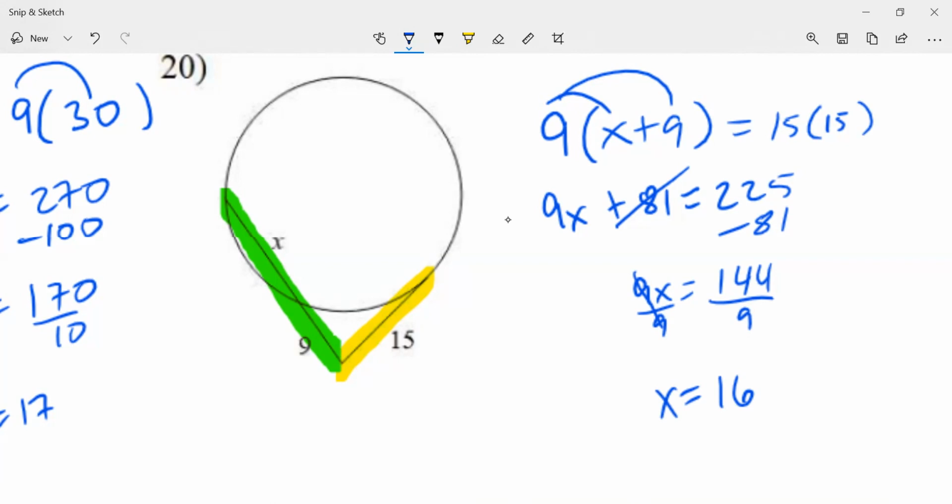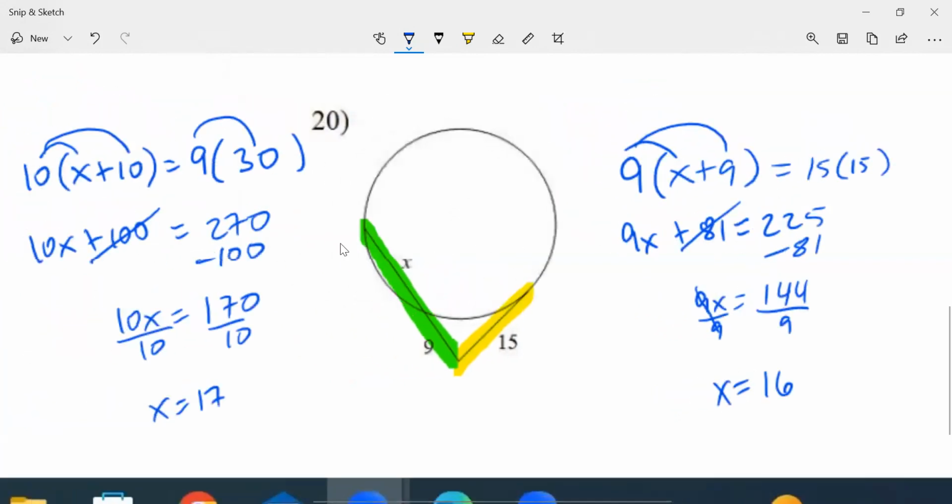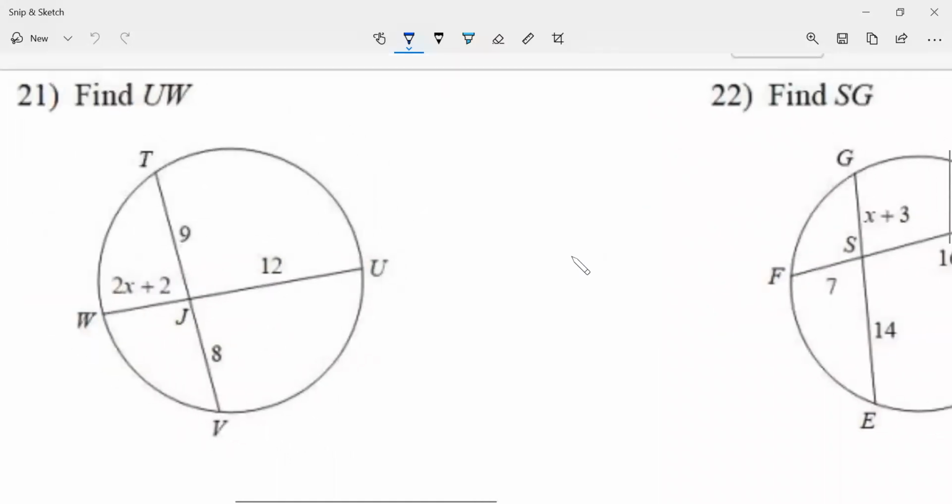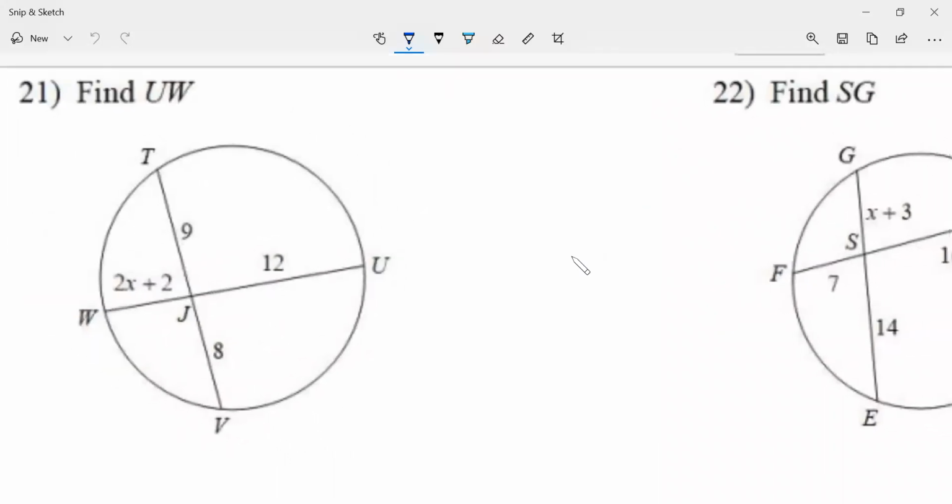Pretty cool. Now, it's going to get a little more challenging. Let's take a look at number 21. Okay, now this is a little more challenging. Here, I'm not asking to solve for x. I'm asking to find UW. Find the measurement of the segment UW, so the distance between U and W. But I see an x in there, so let me solve for x, and then I'll come back to this question.